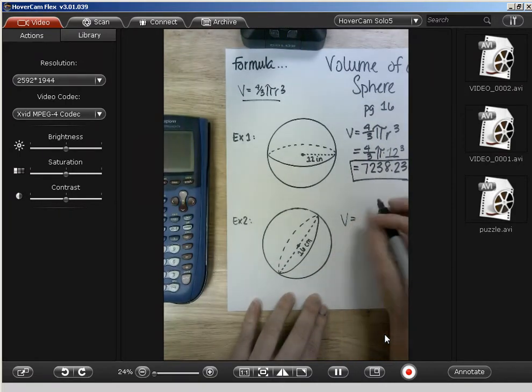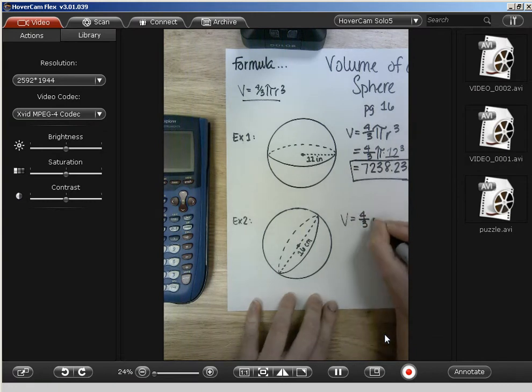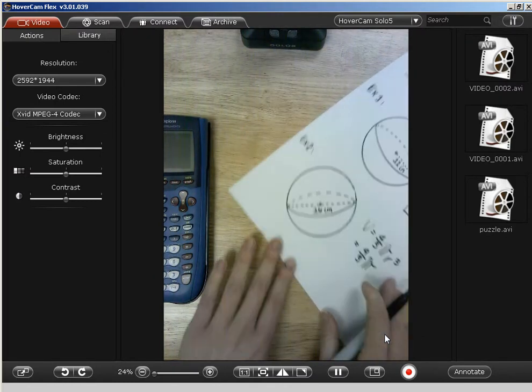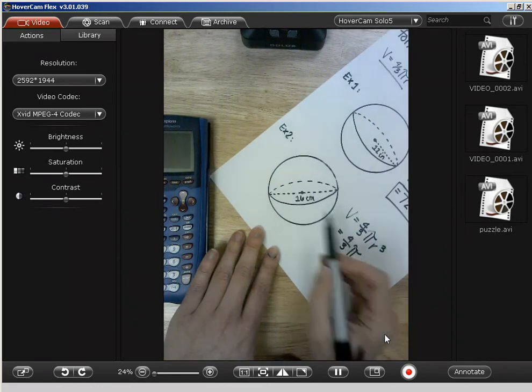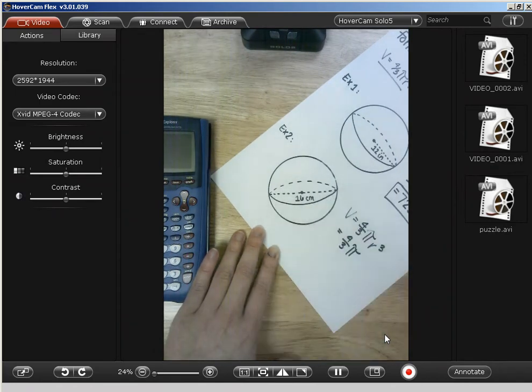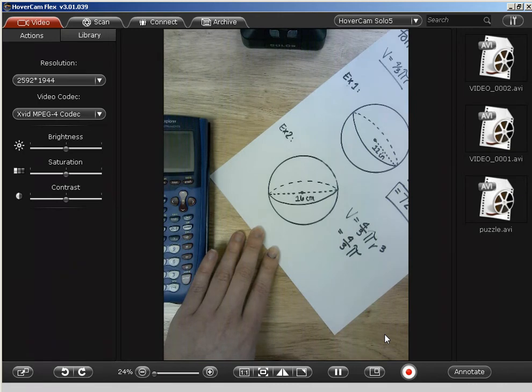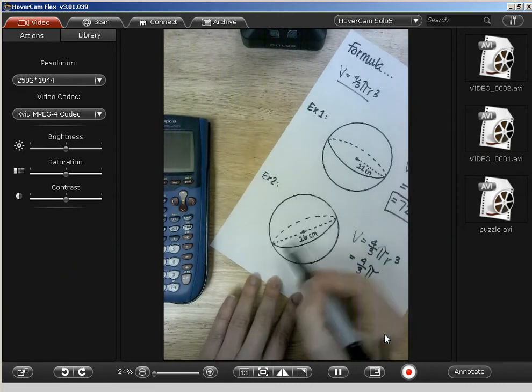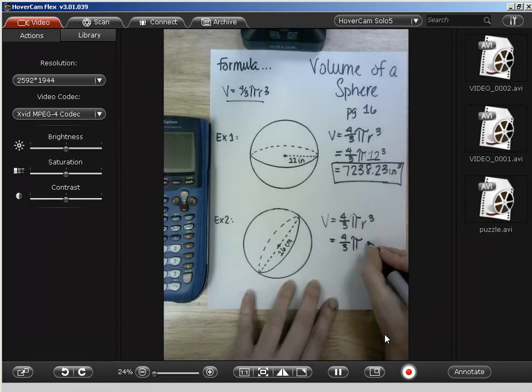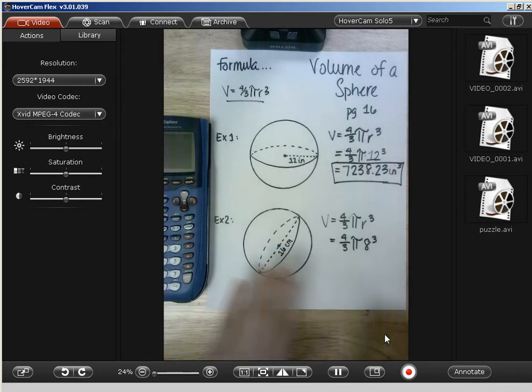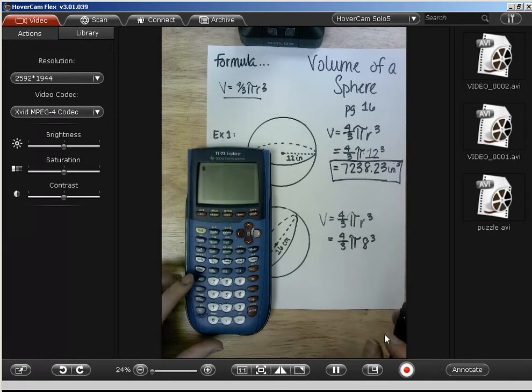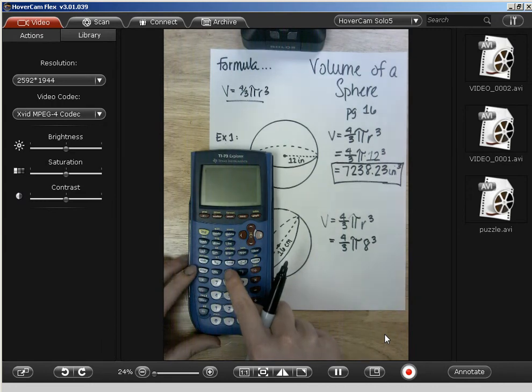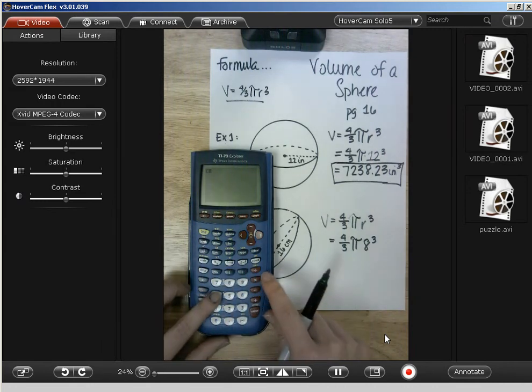Rewrite your volume formula, 4/3 pi r cubed, and fill in what you know. So 4/3 pi. This one looks like, if you turn it sideways, it gives us a diameter of 16. Well, we want the radius. So of course the radius is half of the diameter. So half of 16 will be 8. And we're also going to want to cube that. If you use your calculator, you know how to do it on your smartphone now.